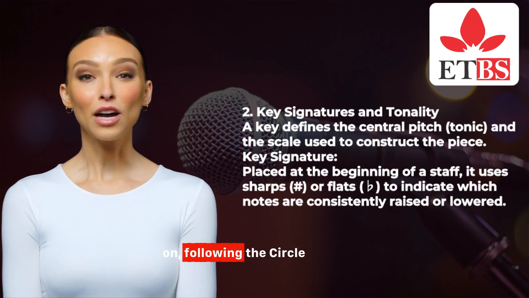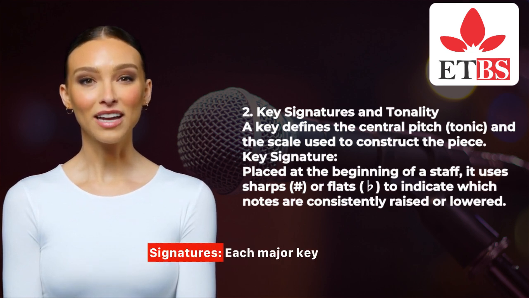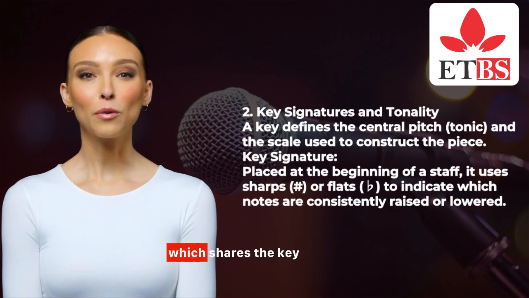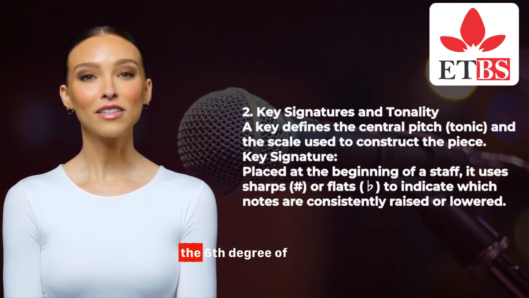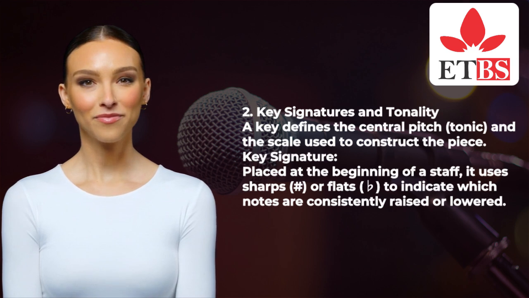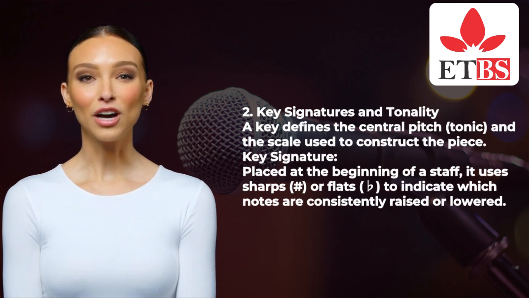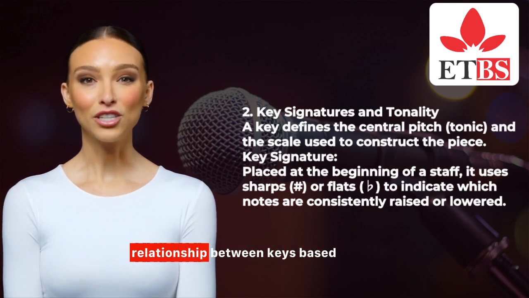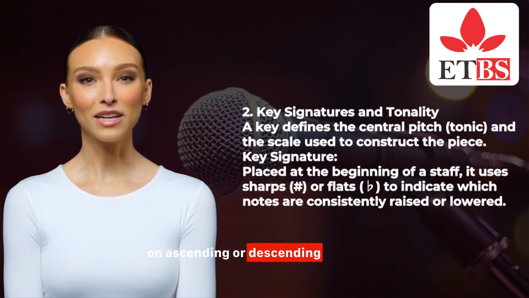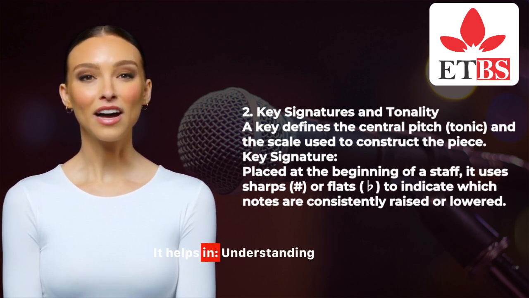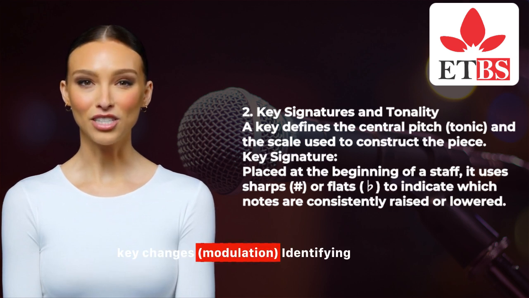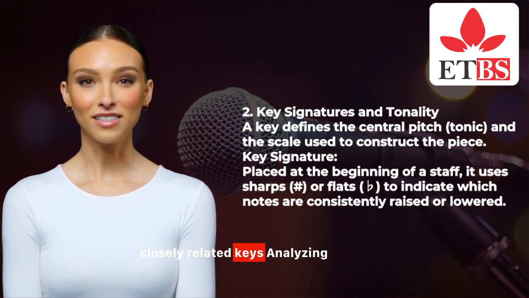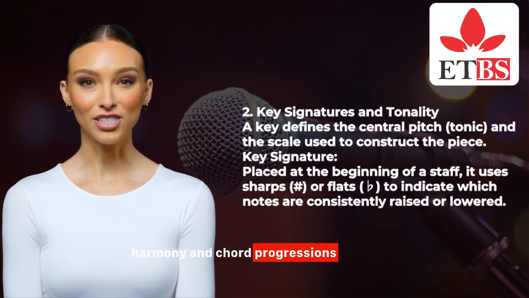And so on, following the circle of fifths. Minor key signatures: each major key has a relative minor, which shares the key signature but starts on the 6th degree of the major scale. Example: C major, A minor; G major, E minor; F major, D minor. Circle of fifths, a visual tool showing the relationship between keys based on ascending or descending perfect fifths. It helps in understanding key changes, modulation, identifying closely related keys, and analyzing harmony and chord progressions.